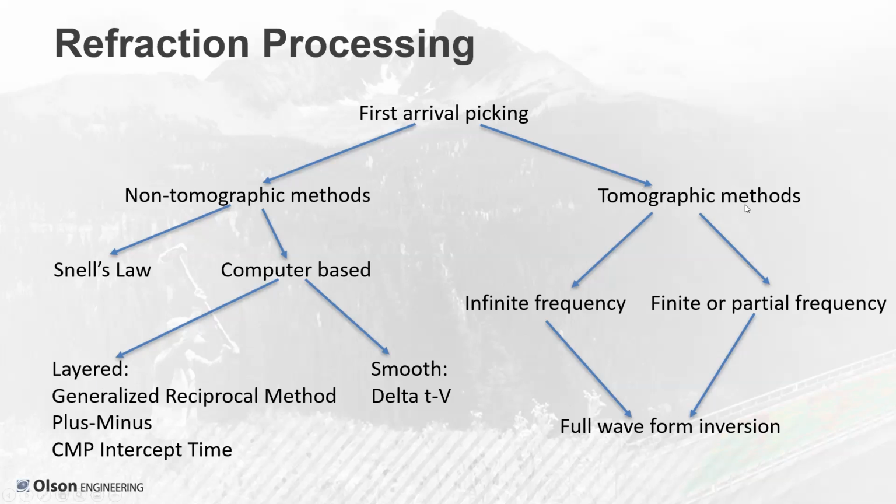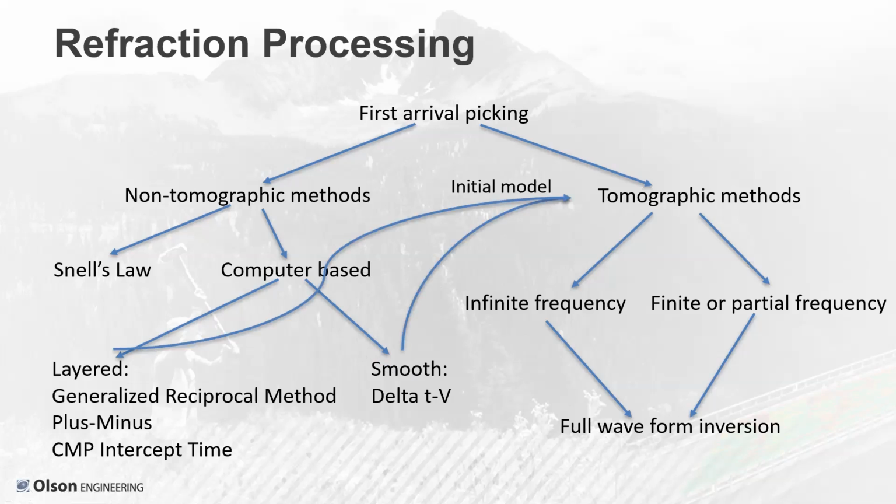Tomographic methods have since become the standard in industry. And that being said, like everything, they can be broken down into categories. You have the older, what we call infinite frequency tomographic methods. And then we have things like partial frequency methods or finite frequency methods. And we'll discuss these in a little bit more detail later on. And then kind of the most sophisticated way to process refraction data right now is what we would call full waveform inversion. And while I say that tomographic methods are the industry standard for deliverables, we still use these computer-based methods as initial models for the tomographic methods.